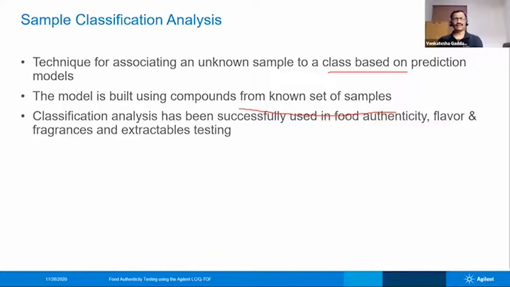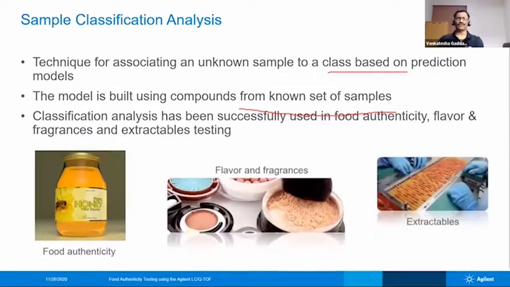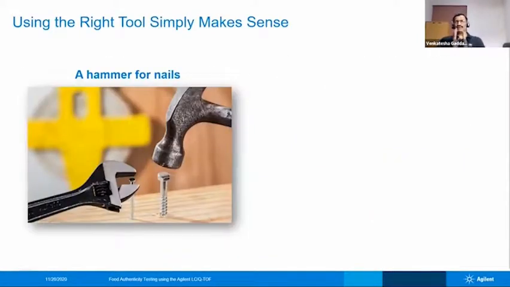Classification analysis is very useful for food authenticity or flavors or fragrance. It is also very useful in extractable or leachable testing, to make sure that the product packed in a certain package for a longer time has no extractables or leachables coming into the food which we are eating. In order to do that, we have to use the right tool. That is the simple and very important factor. As long as you use the right tool, you should be able to achieve it.